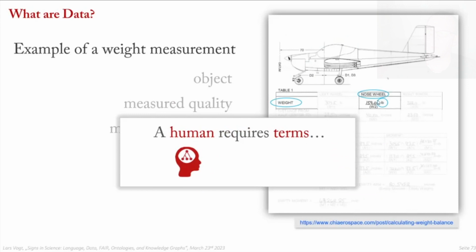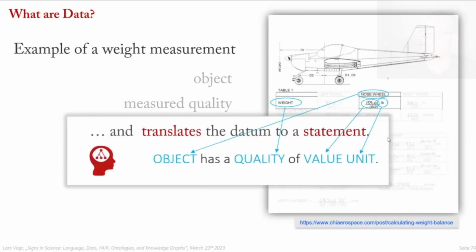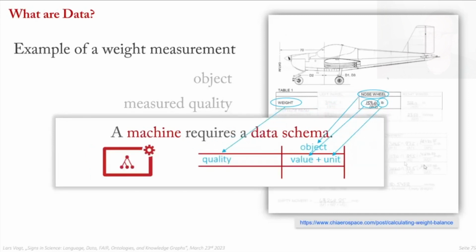Now, how does a human read that and how a machine? Well, we've learned to read these tables as humans through school and so on. So we learned the conventions, and we look for the terms, and then we think about what syntax tree could we use with positions that match these terms to have a meaningful statement. Like here we have object has quality of value and unit. That's my syntax tree with the positions and the semantic roles, and now I can map them, nose wheel, and so on. And basically the same we do for machines.